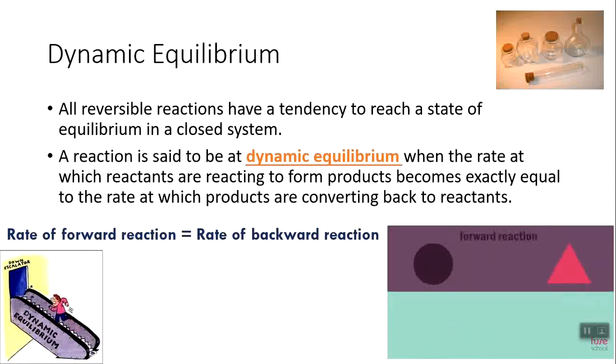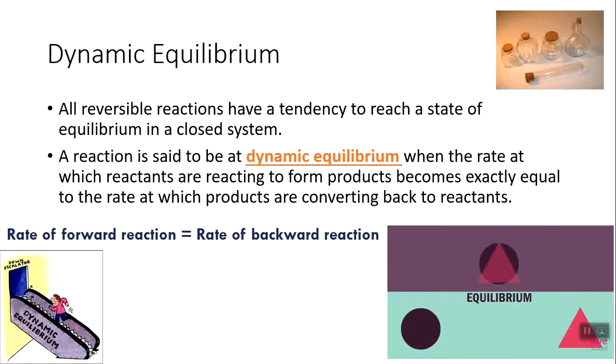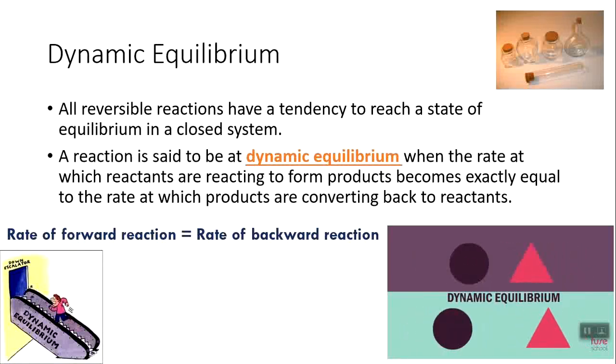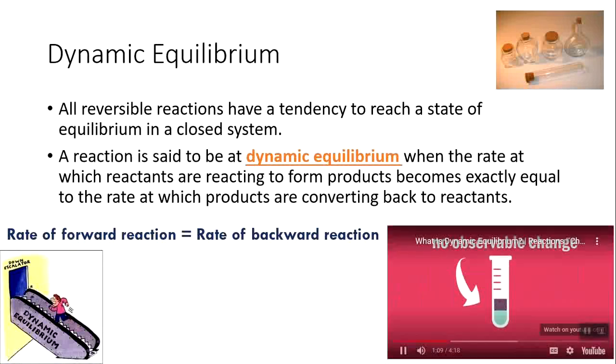If the rate of the forward reaction, reactants to products, is the same as the reverse reaction, products to reactants, the reaction is said to be at equilibrium. This is called a dynamic equilibrium because both processes are occurring simultaneously, even though there is no overall observable change.